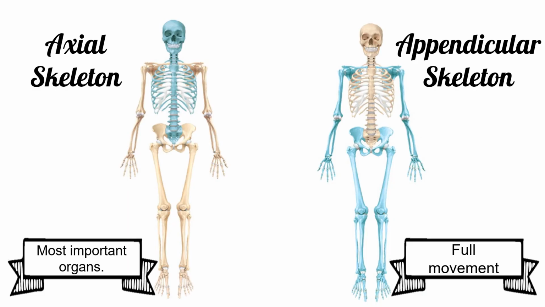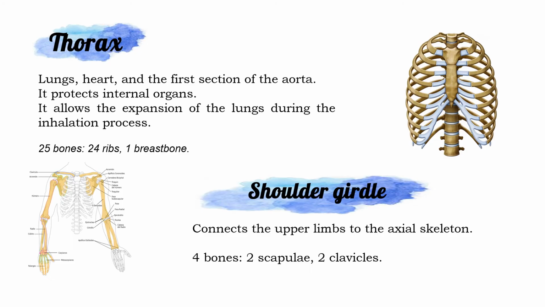The skeletal system is divided into two parts. First, we have on the left side the axial skeleton. This is where the most important organs are. Then, on the right side, we have the appendicular skeleton. That is the full movement because of the legs and the arms. The thorax is the area of the body that is located between the abdomen and the neck.